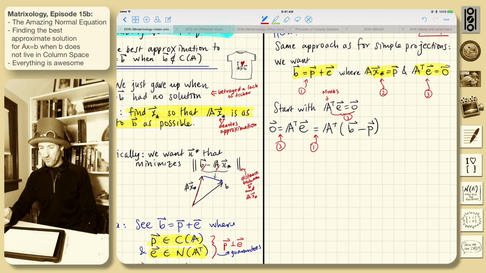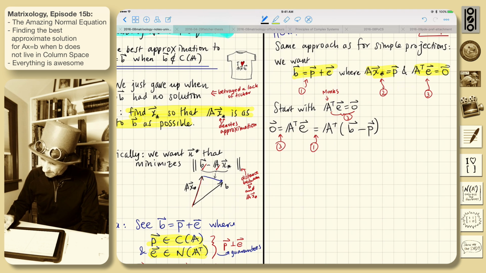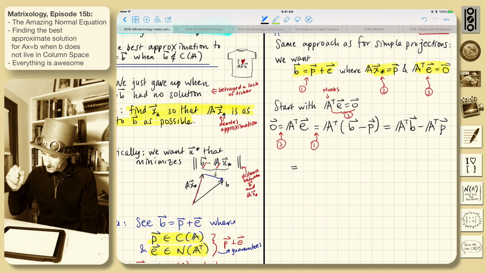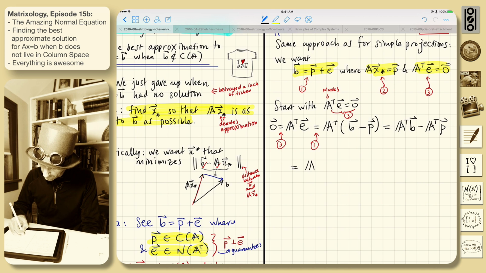True facts of the matrix. And now we've used, now we're going to say this is A transpose B minus, just spreading things out, P. And now we'll use 2. Okay, so 2, A transpose.